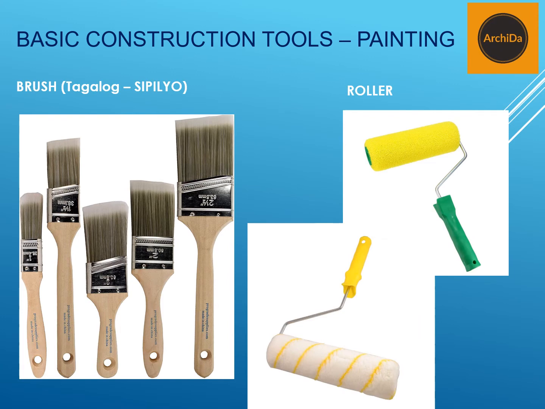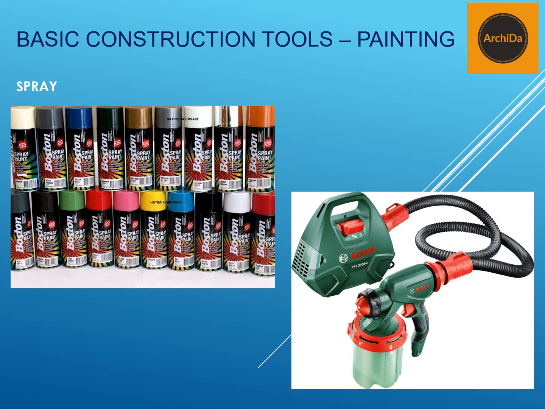Then we go to painting. First of all, you have your standard hand brush, or in Tagalog, it's called sipilyo. Then on the picture on the right, you have a roller brush. Another variation in painting works is the spray. You can buy canned spray with the colors indicated on its cover, or you can buy a handheld or a small type of sprayer with a machine that is connected to it.